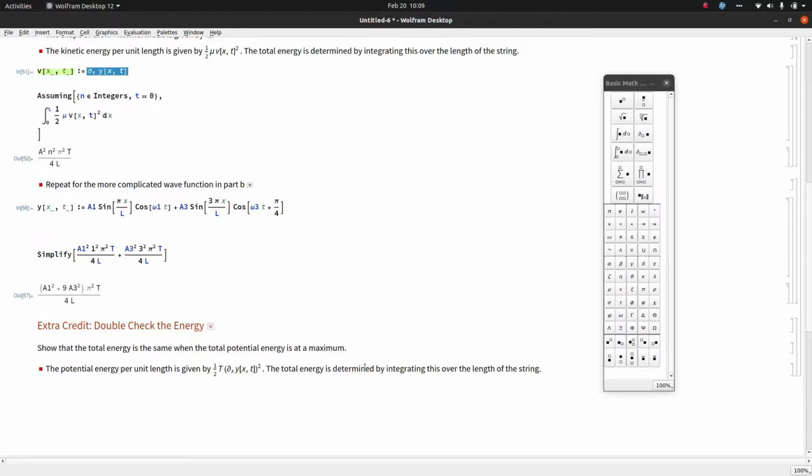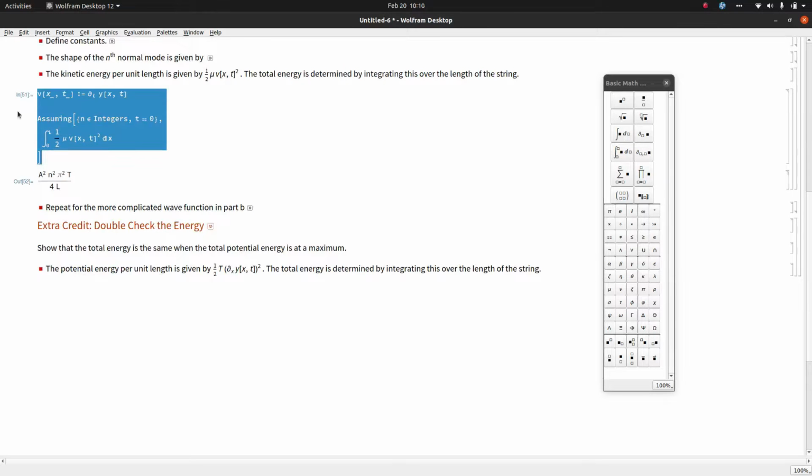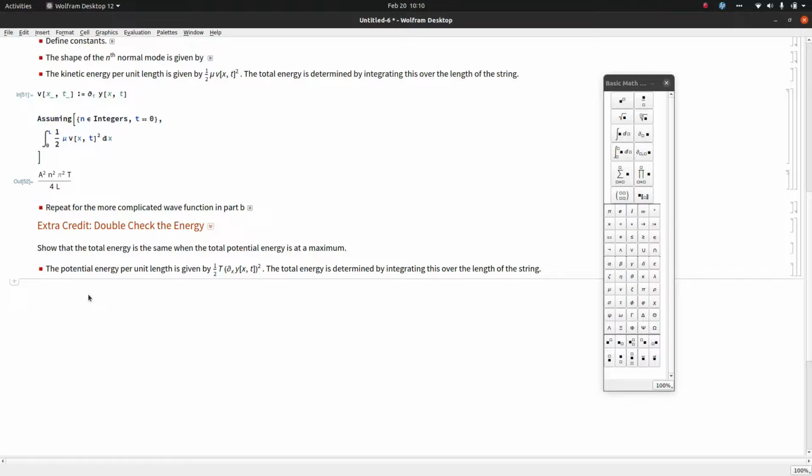The total energy is going to be determined by integrating this potential energy per unit length over the length of the string. So we're going to do that here. And since I've already done it above, I am just going to copy this whole thing, and I'll put that down here. Now I'm not doing the velocity. Instead, I'm doing dy/dx, which I get not by taking the derivative with respect to time, but by taking the derivative with respect to x. So I've now defined dy/dx. And I don't have velocity here. I have dy/dx, which I'm just going to plug in.